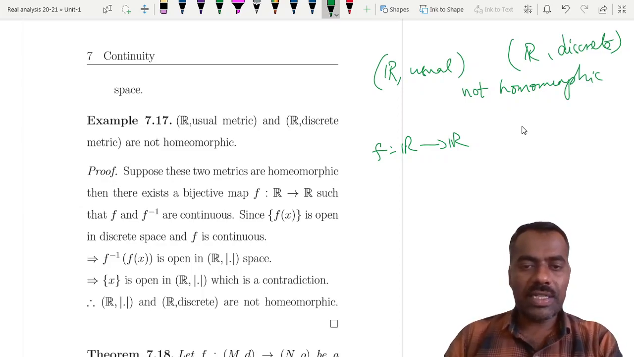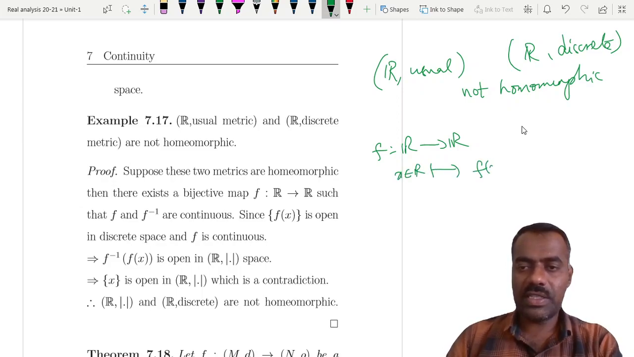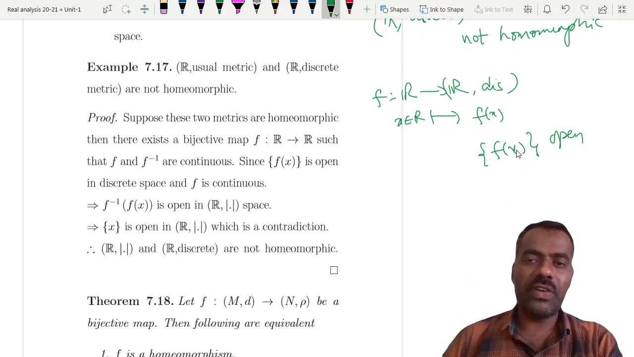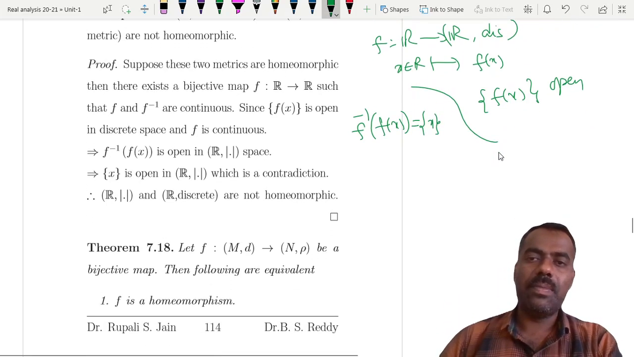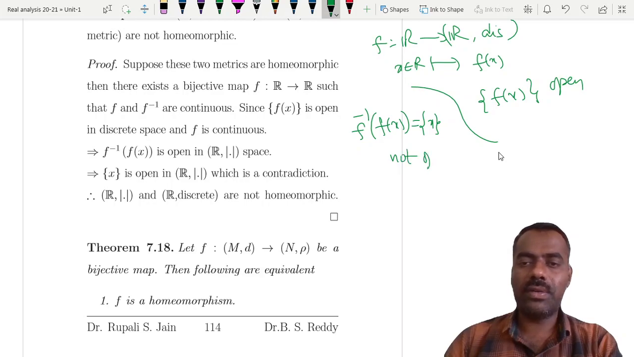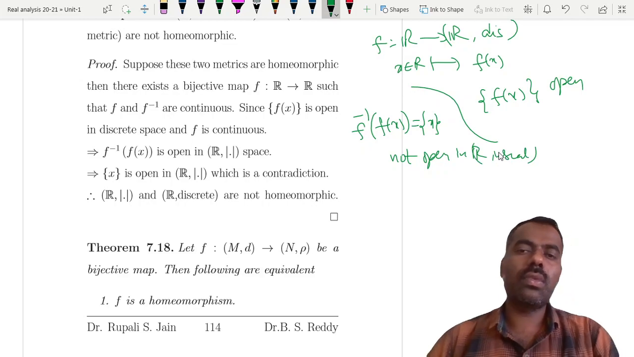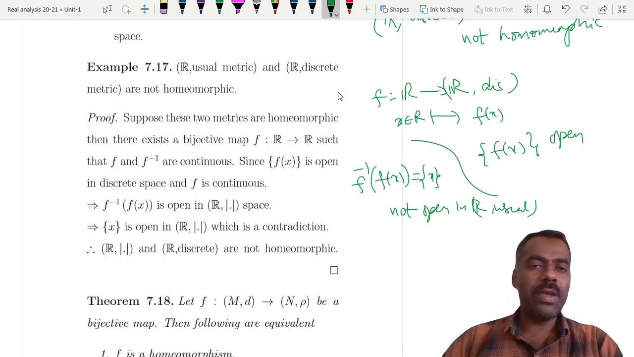So take x here, then take f of x. Here you have the discrete metric, so every set is open, so the singleton {f(x)} is open in this discrete metric space. If this function is continuous, then the preimage of {f(x)}, because f is bijective, is {x}. But we know that the singleton is not open in R with the usual metric. That shows that these two cannot be homeomorphic.